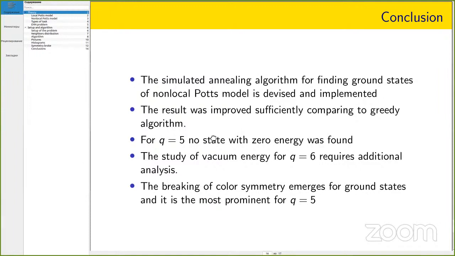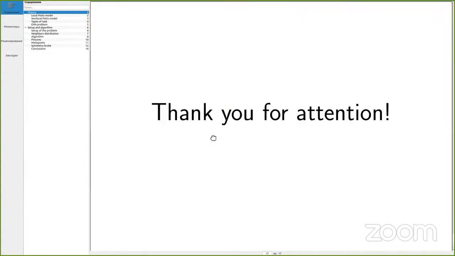But this is a hard task. There can be various approaches, and it's not obvious which approach is preferable. So this is a theme for different work. It is also interesting to observe the breaking of color symmetry effect, which is the most prominent for Q equal to 5. So that's all. Thank you for your attention, and questions, please.